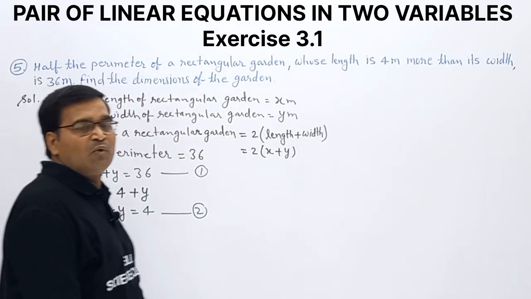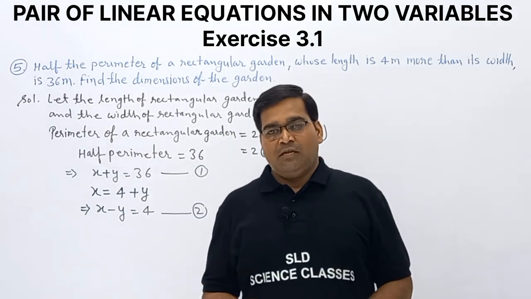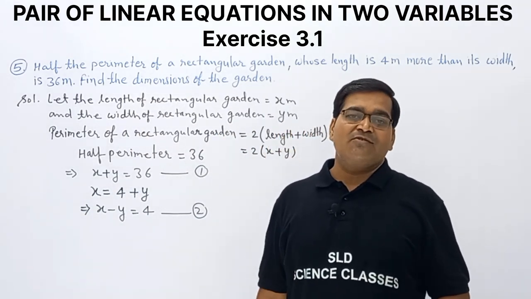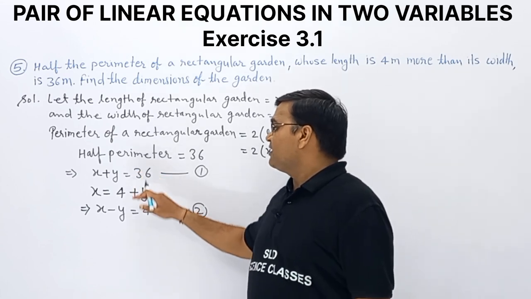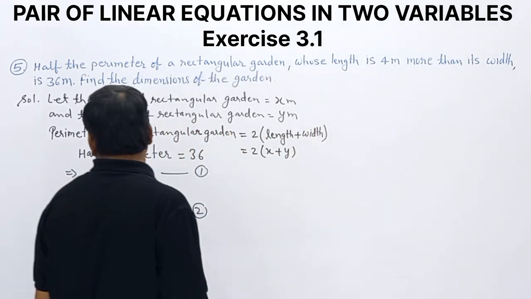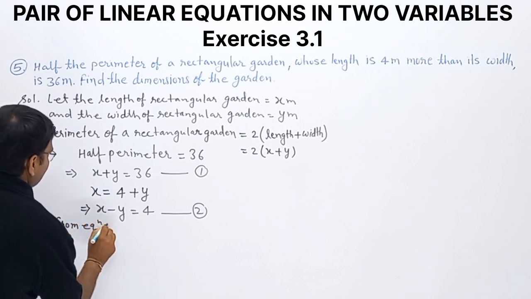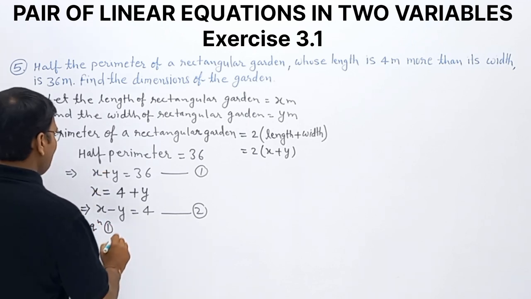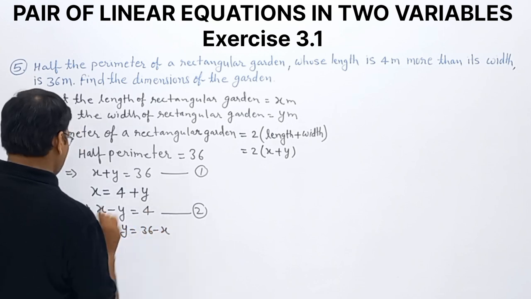We have some methods to find the solution of a pair of linear equations. So we will solve graphically. First we will draw the table for each equation, then we will draw the graph. From equation 1, the y value will be y equal to 36 minus x.